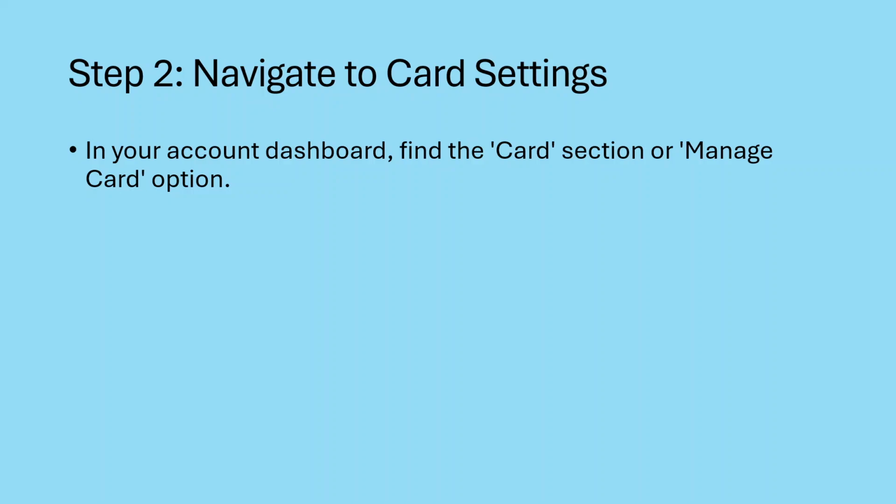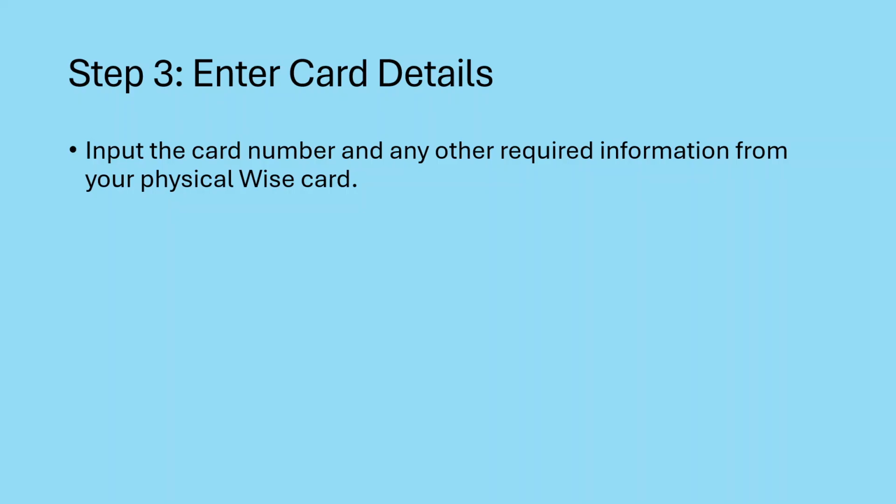Step 2. Navigate to card settings. In your account dashboard, find the card section or manage card option. Step 3. Enter card details. Input the card name and any other required information from your physical Wise card.